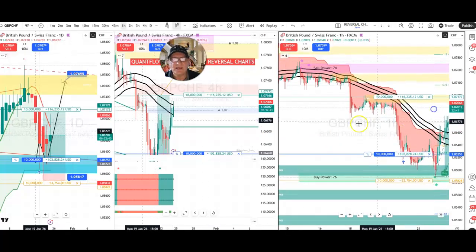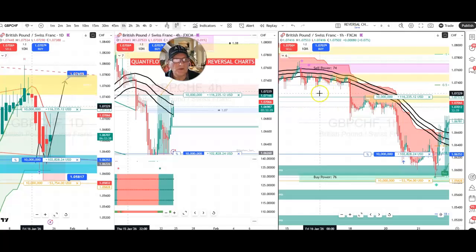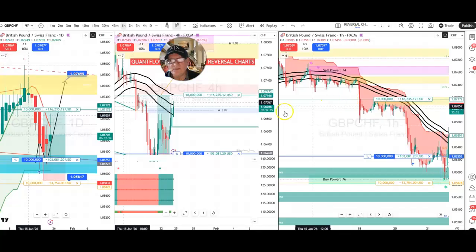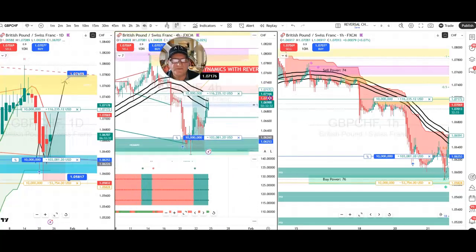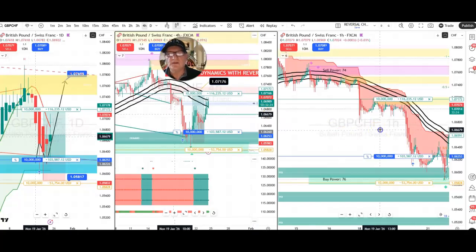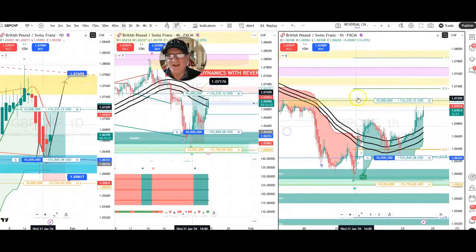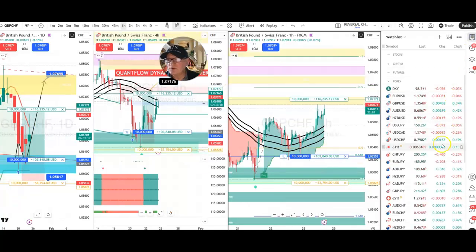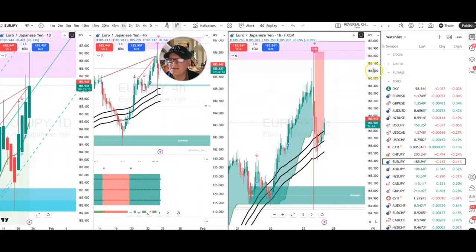Now this is a continuation pattern on the Pound Swiss. As you can see here, the price broke down, and it broke down on the 50 as well on the left here, and also on the daily. So that is a combination of a continuation pattern rather than a reversal. Hopefully that's helpful. I can explain in more detail if you wish. If you want to ask me more questions, then please do.